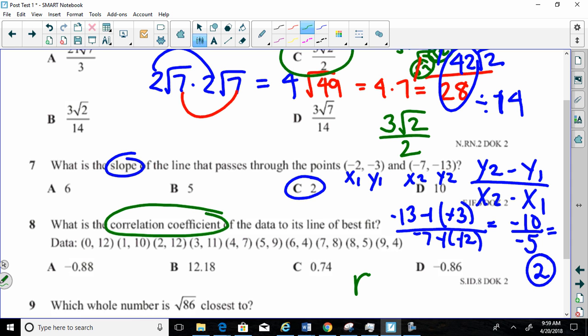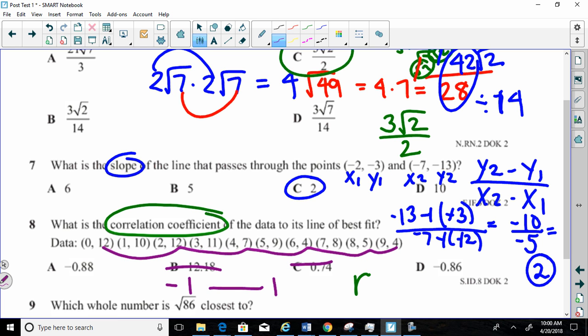But anyways, which one can I eliminate? Because I know my correlation coefficient is between -1 and 1. B is 12, so we can eliminate it. Then, in general, what's happening with these points as I'm going down? Decreasing, from 12 to like 4. So would it probably be a positive or a negative correlation? Negative. So which one can I eliminate now? C. Then, since it's so close, you would have to type it into your calculator, and your R ends up being D.